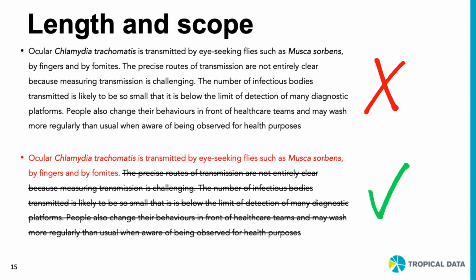Similarly, in this example, we can distill it down to just the first sentence to communicate effectively what we are trying to say. The rest of the text, though interesting and informative, is not necessary in a manuscript about population studies of clinical signs of trachoma.